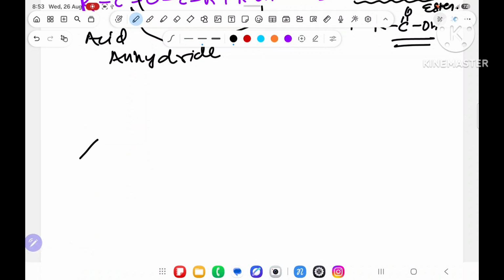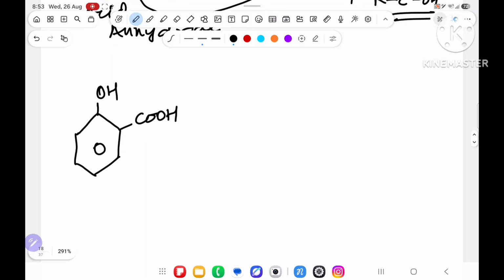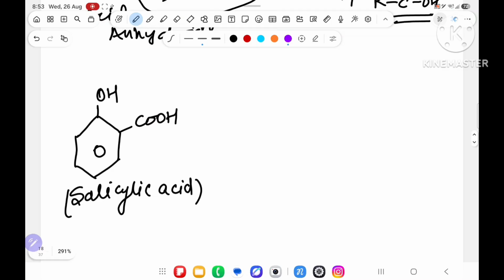Now, on the basis of esterification, I have taken one example over here. Suppose there is a benzene ring with OH, and over here COOH is there. Their name is salicylic acid. What is the name? Salicylic acid. And how will we prepare salicylic acid? By using the Kolbe reaction, but I will tell you later. Don't worry about it. Everything I will tell you: Kolbe and Reimer-Tiemann, salicylaldehyde and salicylic acid. But over here we are studying something different.